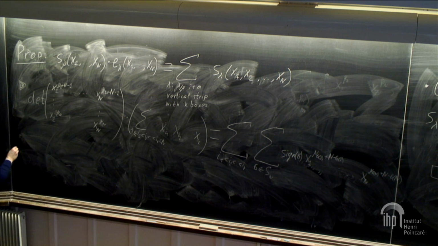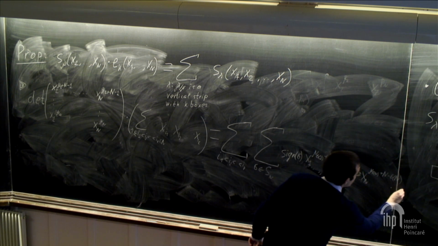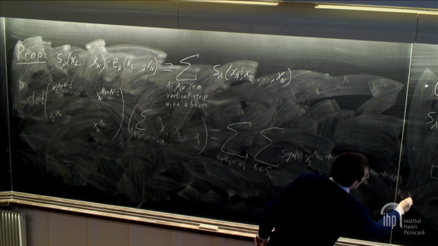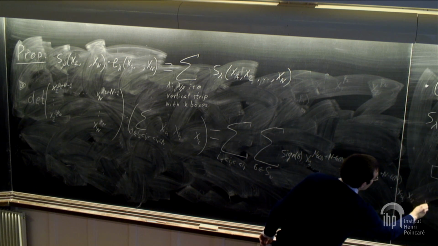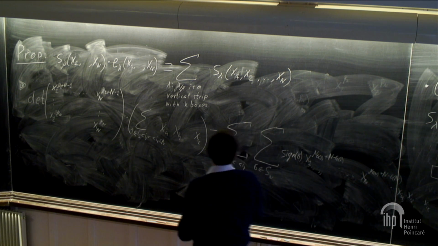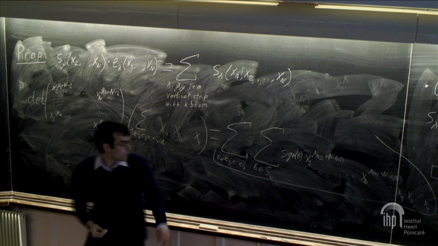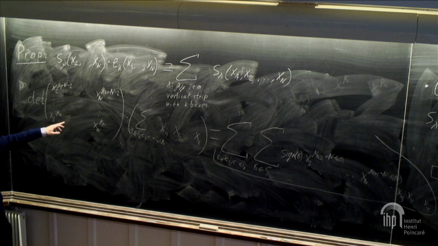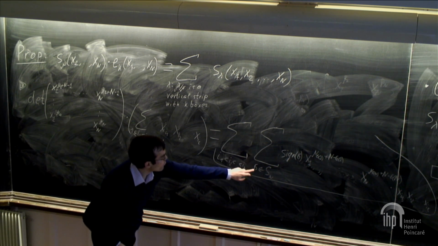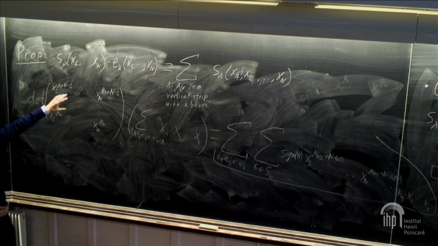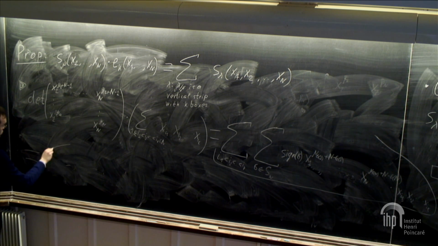And also I need to multiply by x_{i1}, x_{i2}, ..., x_{ik}. So this is a large sum over indices I and also over all permutations which come from this determinant. And this large sum I can write as a sum of determinants, also quite large.